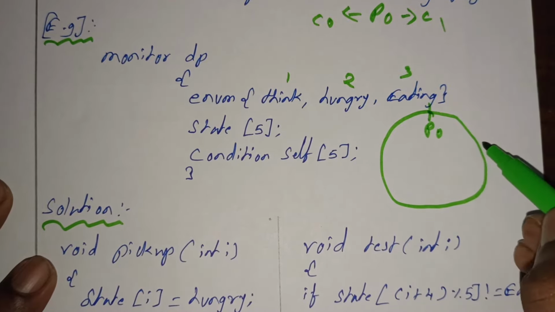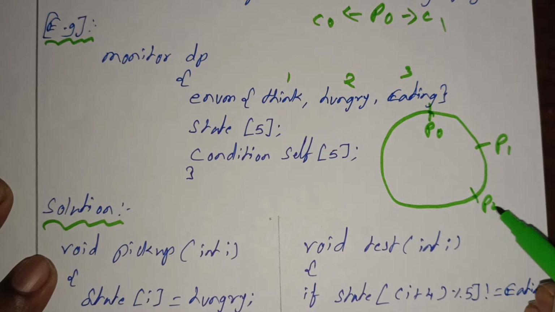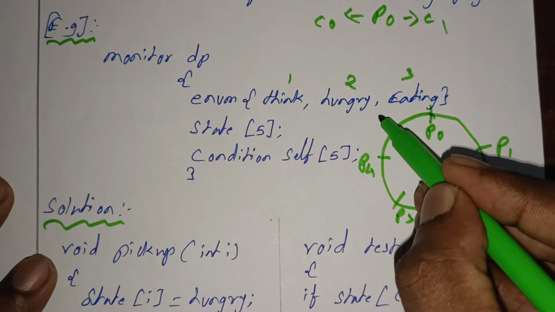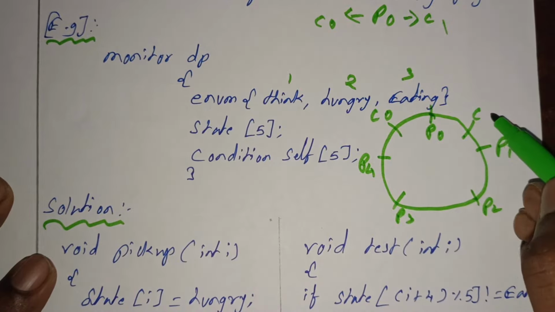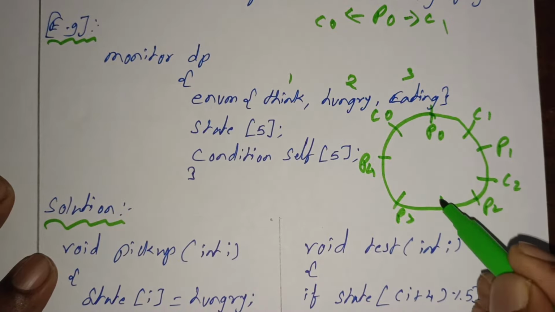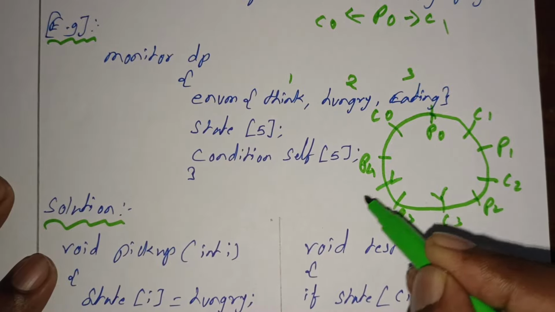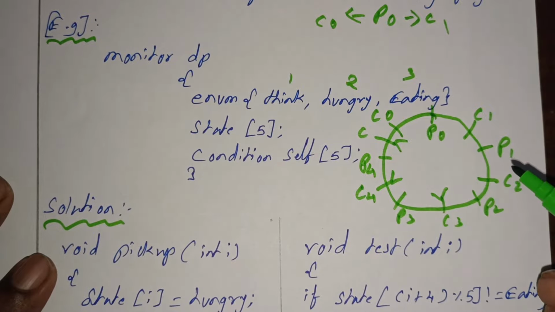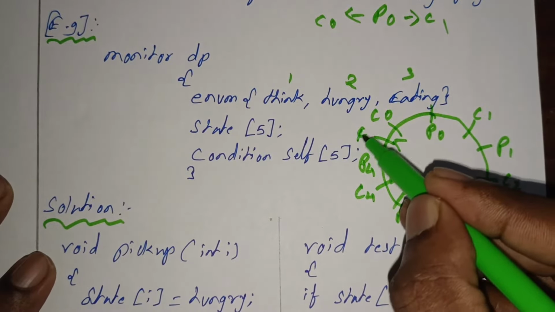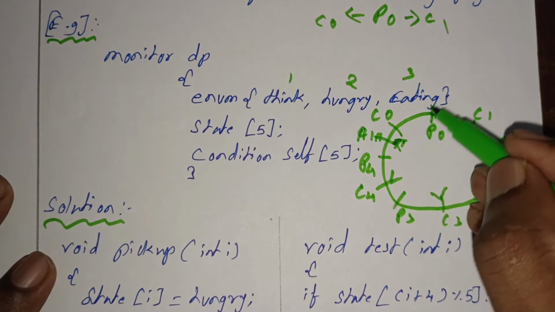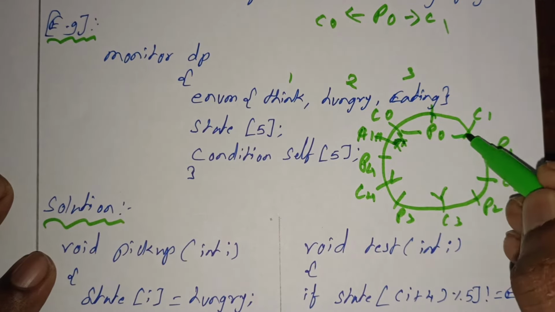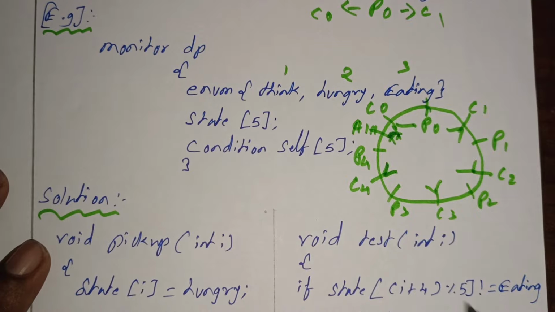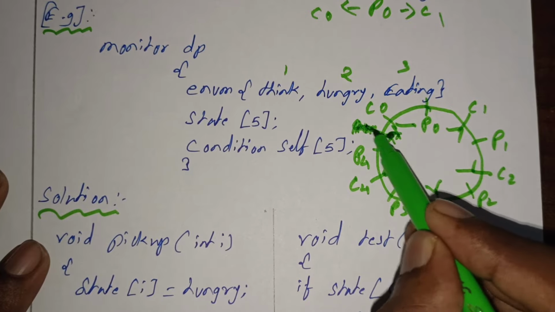Philosopher number 0, philosopher number 1, 2, 3, and philosopher number 4. We know that C stands for chopstick: chopstick number 1, chopstick number 2, chopstick number 3, and chopstick number 4. So C0 and the rest are all the chopsticks. For identification, I have drawn it in this way.